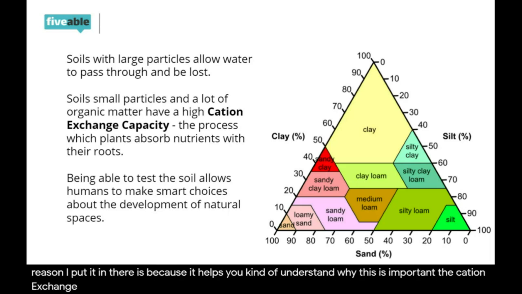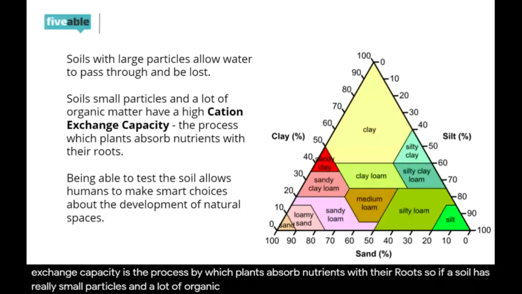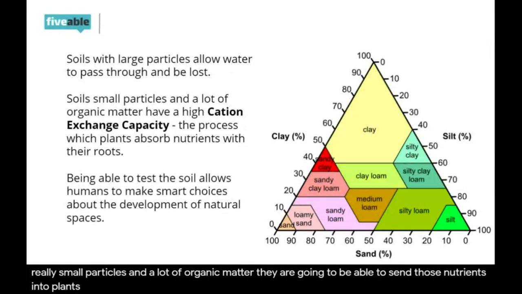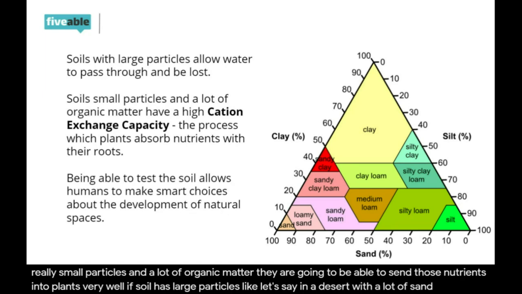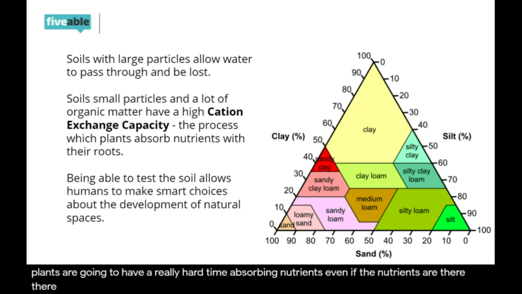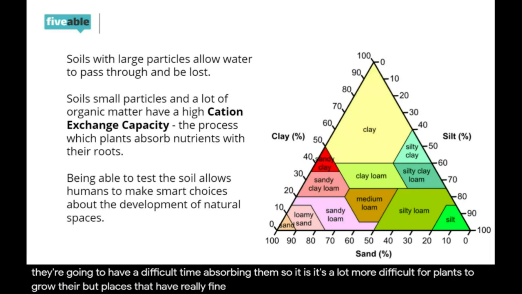The cation exchange capacity is the process by which plants absorb nutrients with their roots. So if a soil has really small particles and a lot of organic matter, it is going to be able to send those nutrients into plants very well. If soil has large particles, like let's say in a desert with a lot of sand, those plants are going to have a really hard time absorbing nutrients. Even if the nutrients are there, they're going to have a difficult time absorbing them. So it's a lot more difficult for plants to grow there. But places that have really fine soil are going to be able to grow a lot more plants.